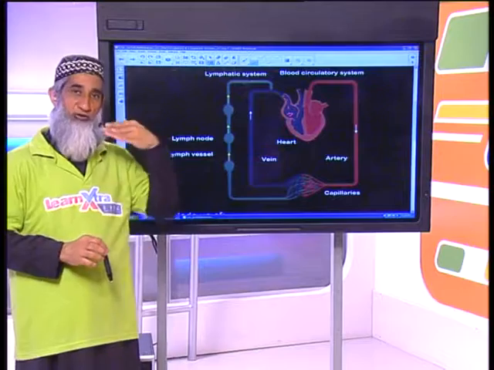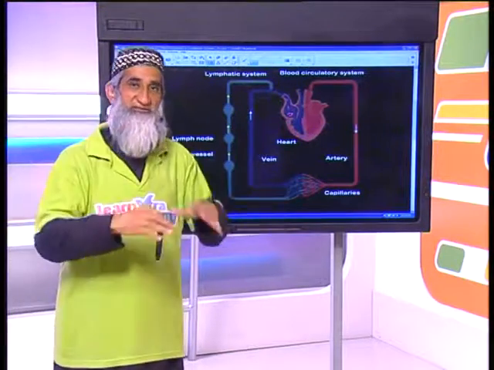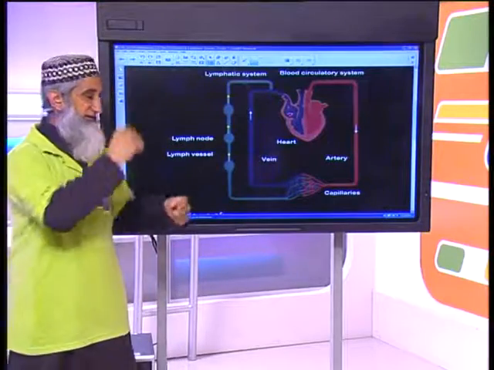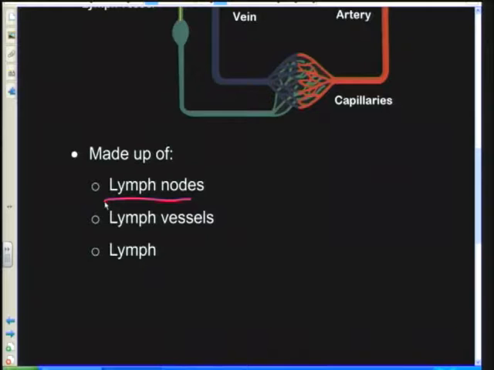For example, the carbon dioxide will go to the lungs, the urea and uric acid will go to the kidneys, and we'll get rid of them that way. And in that way, the blood circulation continues. It is made up of lymph nodes. We showed that on the diagram. The lymph nodes are actually little nodules along the length of the lymphatic system that slow down any infection.